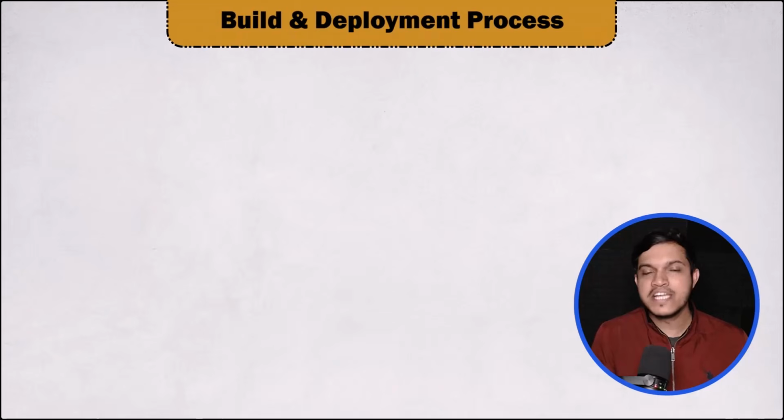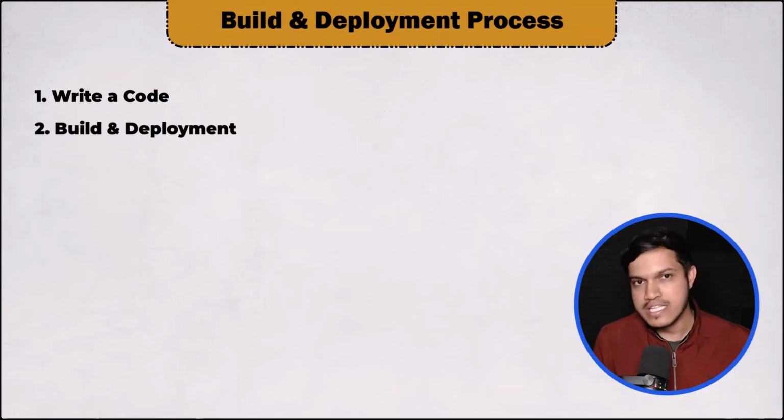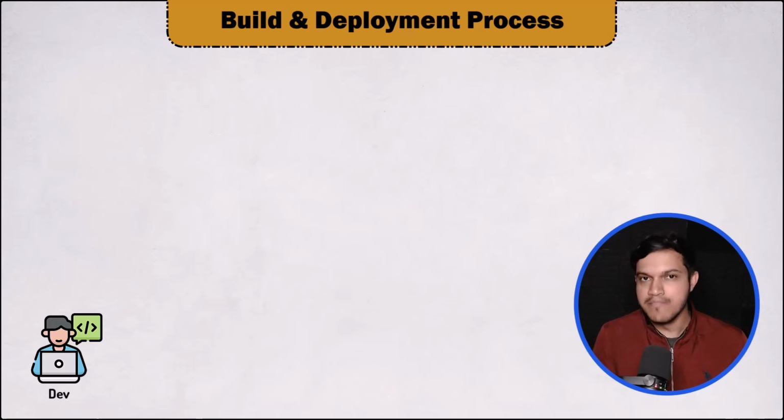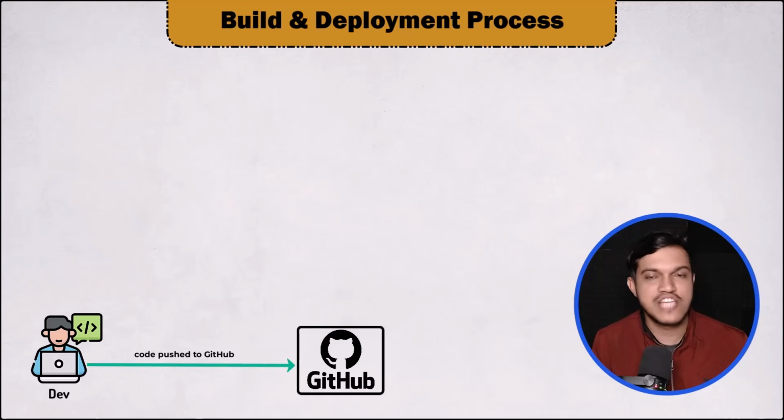Software development is all about two main steps. Number one, writing the code. Number two, building and deploying it. Once the development team is done writing the code, they will push it into repositories such as GitHub or Bitbucket. That's when the build and deployment process comes in. The ops team comes in.